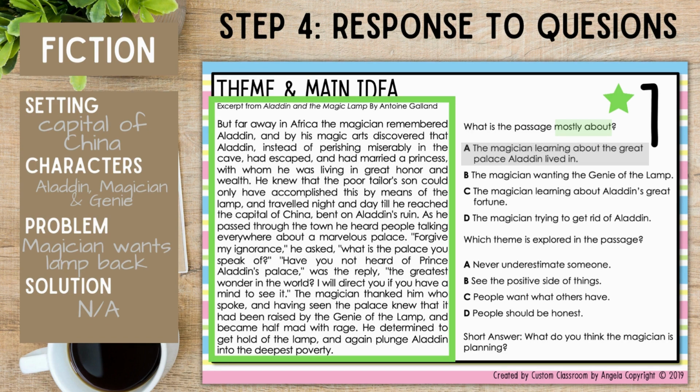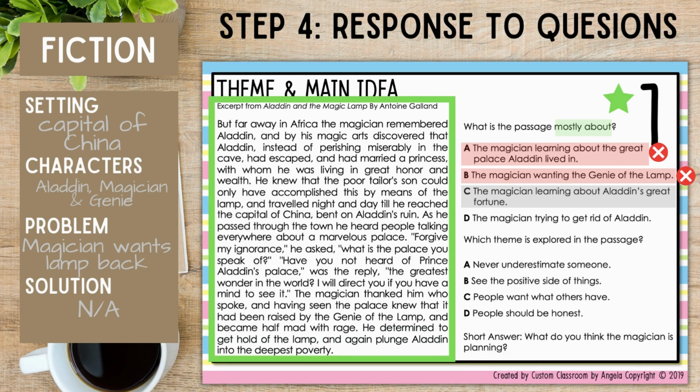A, the magician learning about the great palace Aladdin lived in. This is not correct, since learning about the palace is just one detail of what he discovers in the passage. Let's look at B, the magician wanting the genie of the lamp. This is also incorrect since the magician only talks about wanting the lamp at the end.